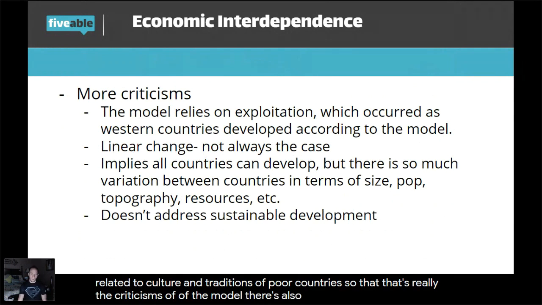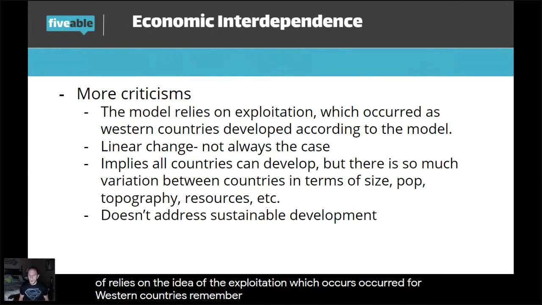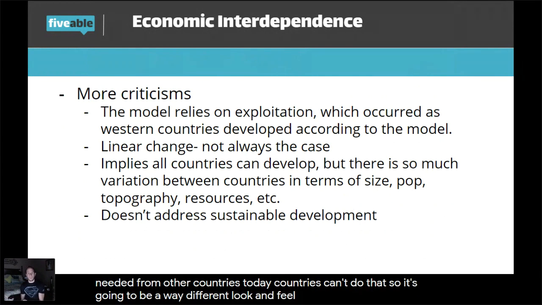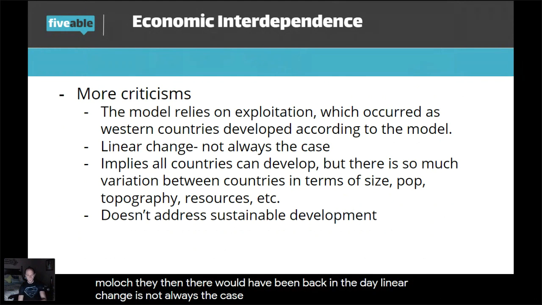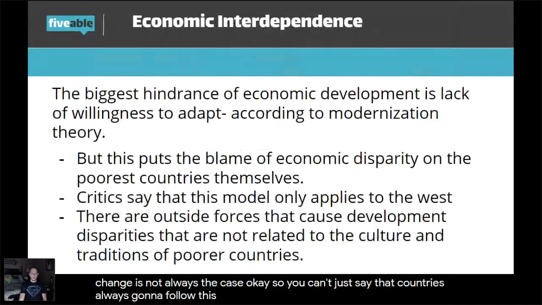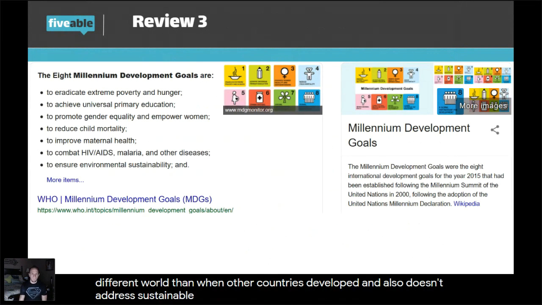There's also a few others. The model kind of relies on the idea of the exploitation which occurred for Western countries. Remember, they were able to take what they needed from other countries. Today, countries can't do that. So there's going to be a way different look and feel to the different stages of the model today than there would have been back in the day. Linear change is not always the case. You can't just say that a country's always going to follow this linear path to development. Today's a way different world than when other countries developed. And it also doesn't address sustainable development, which brings us to the MDGs.